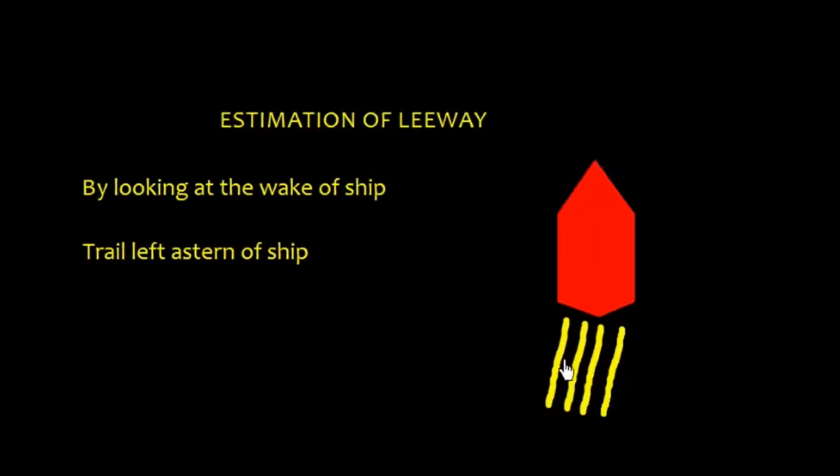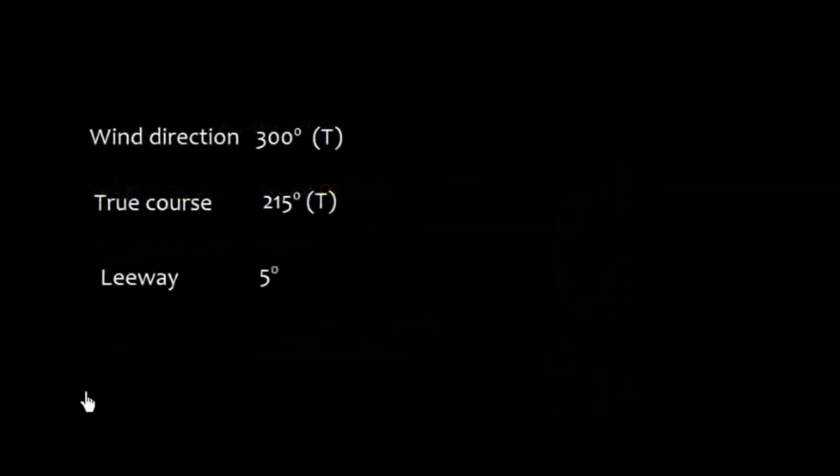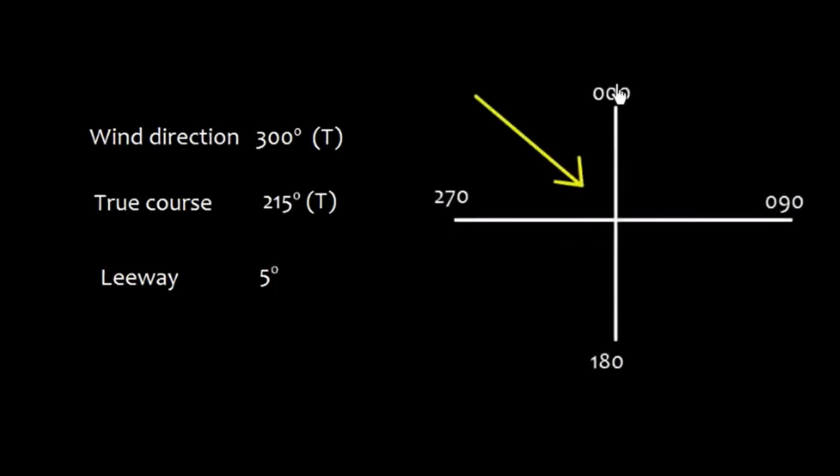Suppose this is the vessel, and astern of the ship there is a trail on the water. So this is called wake. This is a fore and aft line, and this trail will make some angle. This angle is leeway. Let's do this example. Suppose wind direction is 300 degrees true and the true course is 215 degrees true and the estimated leeway is 5 degrees.